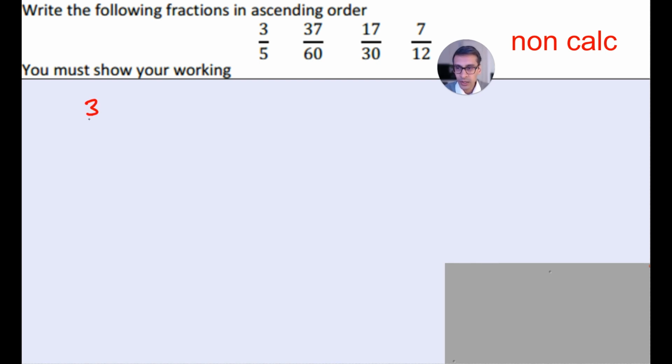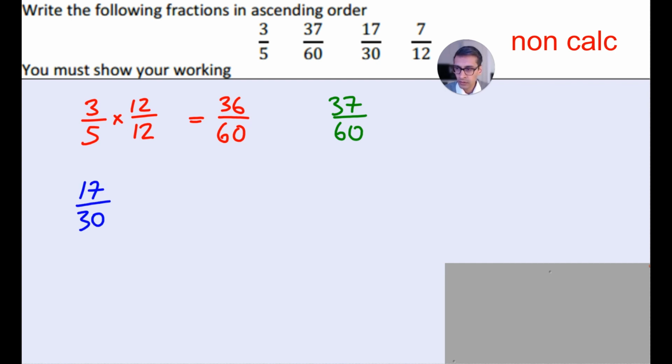So let's do that. 3/5 is equal to something over 60. In this case, we're going to multiply by 12/12. So that's going to be 36/60. And then we got 37/60, which is just going to stay as is. And then we got 17/30. In this case, to make it equal out of 60, we're going to multiply this by 2/2. So that's going to give you 34.